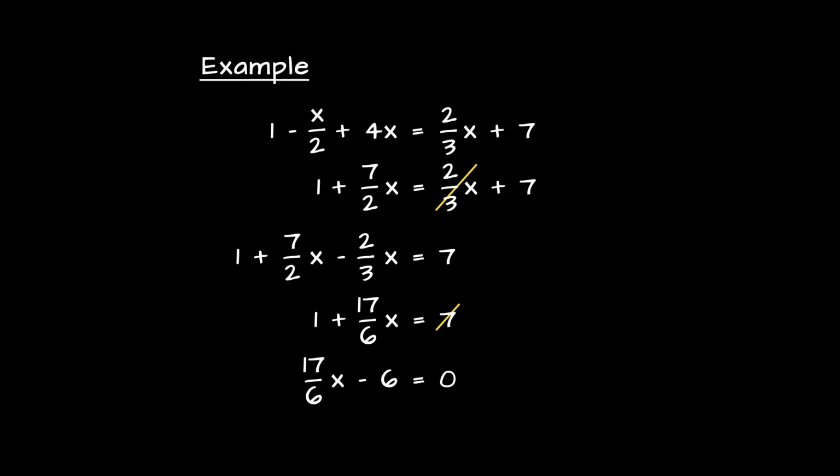So to return to our previous example, if we wanted to solve this particular linear equation, we can now quickly see that the solution will have to be minus 6 divided by 17 over 6, and that works out to be 36 over 17. So this number, in other words, is the value of x, which, when substituted into the equation, makes the two sides of the equation equal to each other.